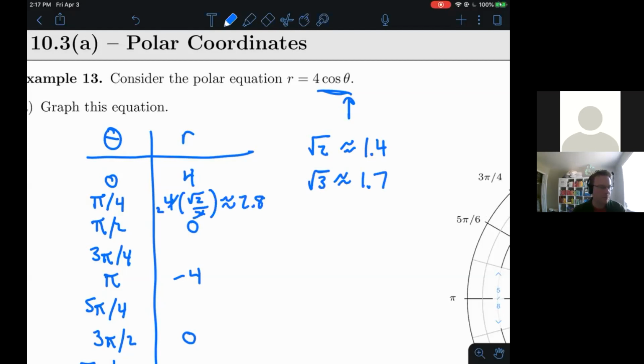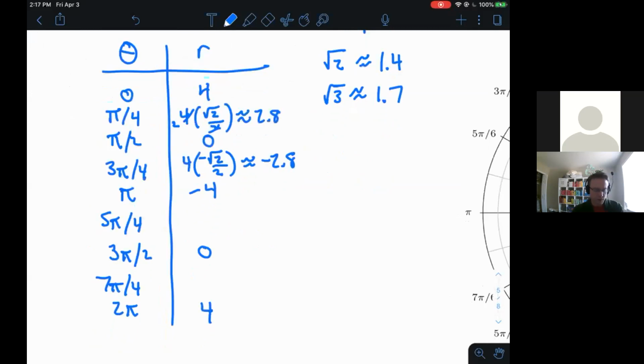If I plug in 3 pi over 4, we're going to have 4 times negative root 2 over 2. Cosine of 3 pi over 4 is negative root 2 over 2. So this is going to be approximately negative 2.8. If I plug in 5 pi over 4, again, we get approximately negative 2.8. And if I plug in 7 pi over 4, we get positive 2.8.